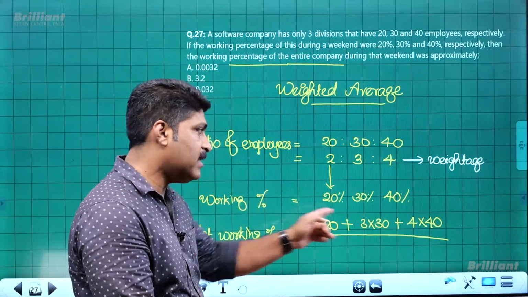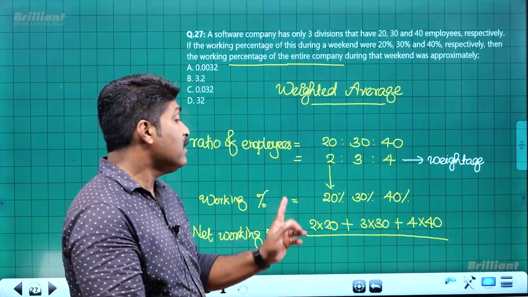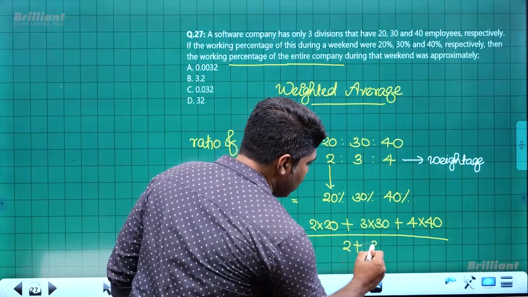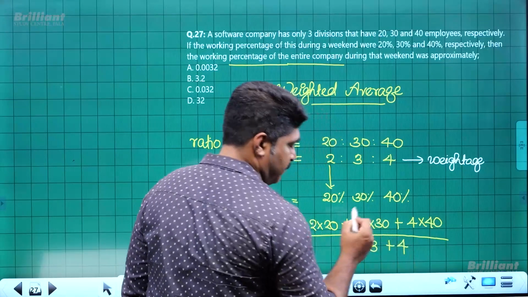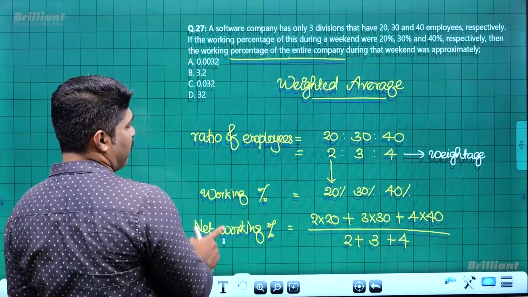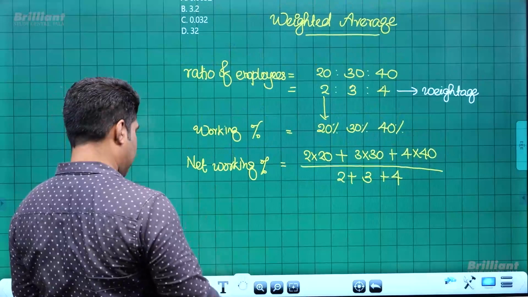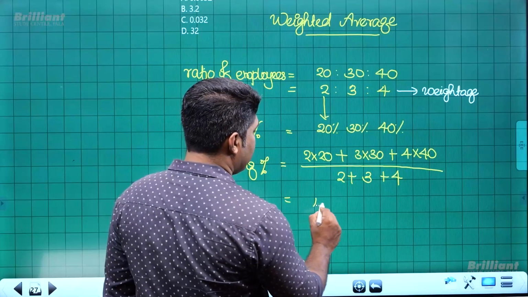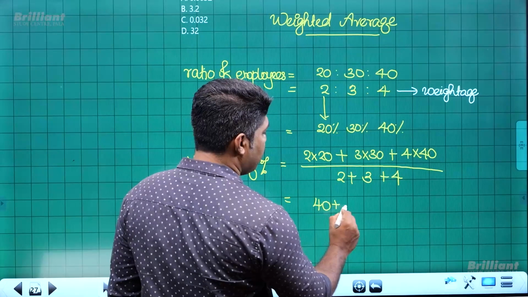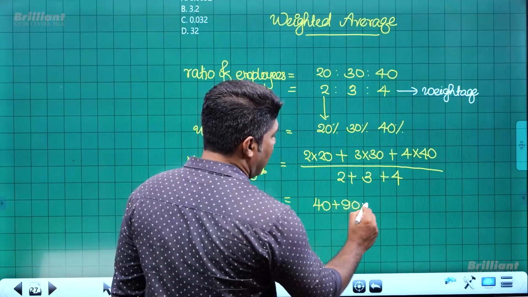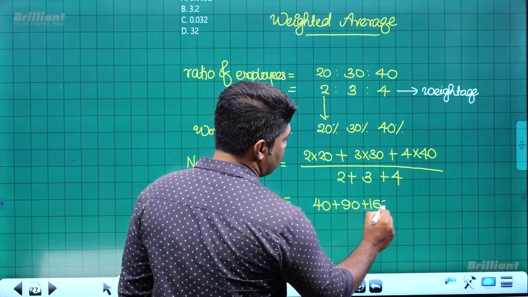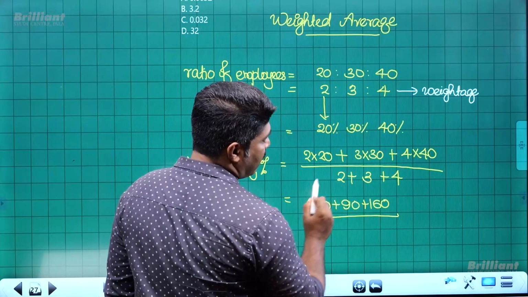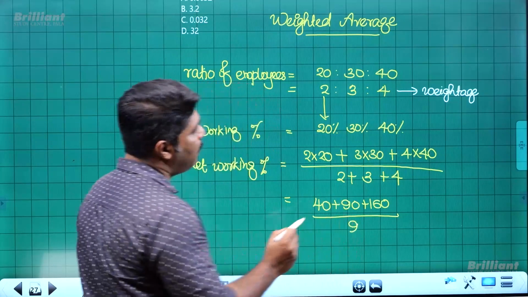We have to divide this entire sum by the sum of weightages. What is the sum of weightages here? That is 2 plus 3 plus 4. Just simplify it, how to solve it. While we are simplifying this one, here this is 2 into 20, that is 40, and 3 into 30, that is 90, and 4 into 40, so that's 160. So this divided by 4 plus 3 plus 2, so that's equal to 9.